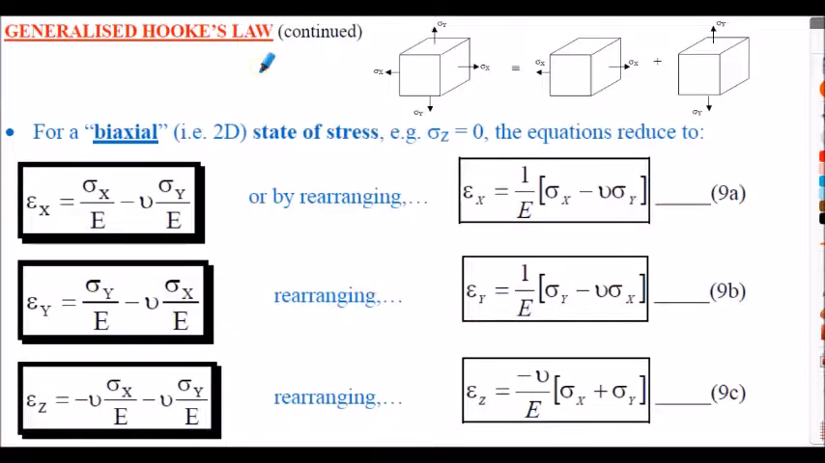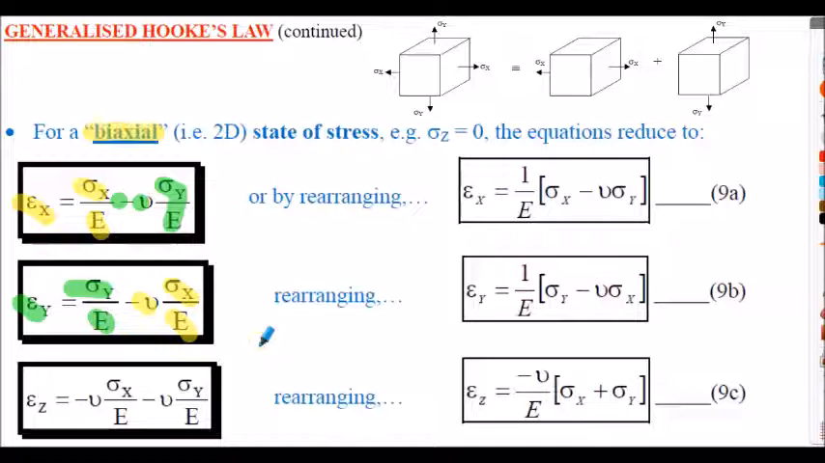I'm just showing you here a biaxial stress situation. It's a slightly condensed form, no z stress. So strain in the x direction will be the stress in the x divided by E, and then we will take from that the Poisson effect of the stress in the y divided by the E. Okay, again factorize on the right-hand side. If we consider strain in the y, that will be stress in the y divided by the E, and we will subtract from that the Poisson effect of the stress in the x divided by E.